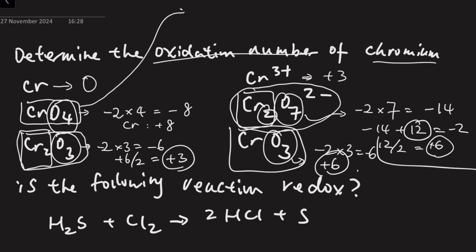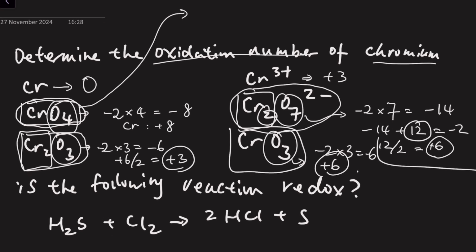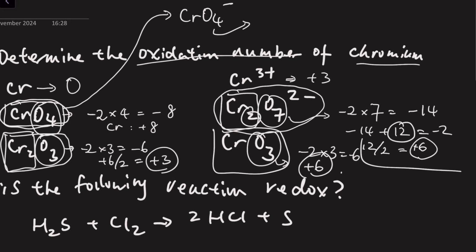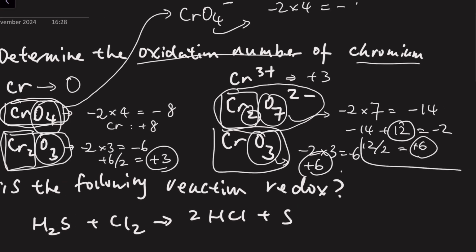So this compound does not actually exist. I have copied it down incorrectly. So the actual compound should be this. It has an overall -1 charge. And we follow the same procedure. -2 times 4 is -8. Because overall, we have -1 charge, -8 plus 7 is -1. So the oxidation number on chromium is +7.